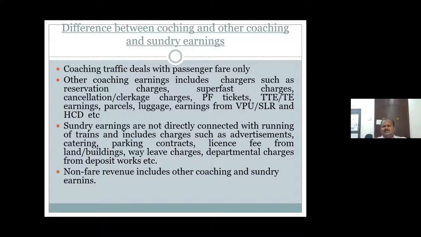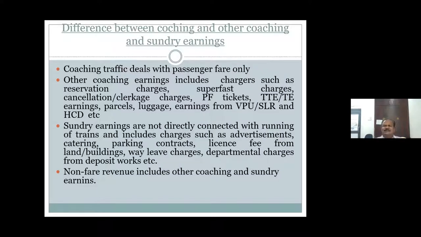Tomorrow they may ask you a short question. They will give some examples and ask what comes under other coaching and what comes under sundry. The other coaching is directly connected with the passenger traffic and broadly classified under other coaching traffic. Whereas, unlike other coaching traffic, sundry earnings are totally different. They are in no way connected with the direct running of the traffic. For example, parking contracts, license fees, retiring room, advertisement charges, venue charges. These are all deposit rolls, and these are all the various charges.